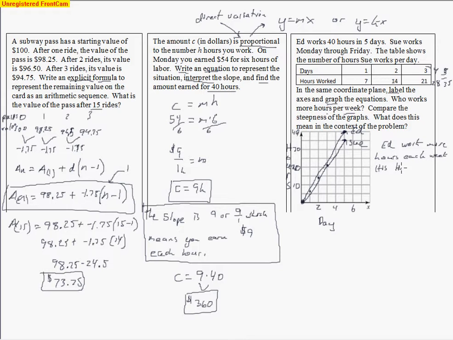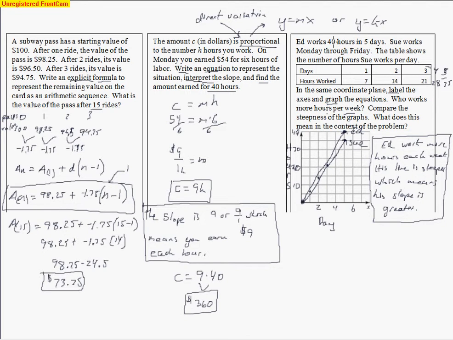His line is steeper, which means his slope is greater. And that's what I'm looking for, because I want you to compare the slope and the steepness, or say something about the steepness of the line. That's what it says here: compare the steepnesses of the graph. Well, Ed's is steeper than Sue's, which means his slope is greater and he ends up working more hours. And that's the reason why he works more hours, because his hourly rate is more.